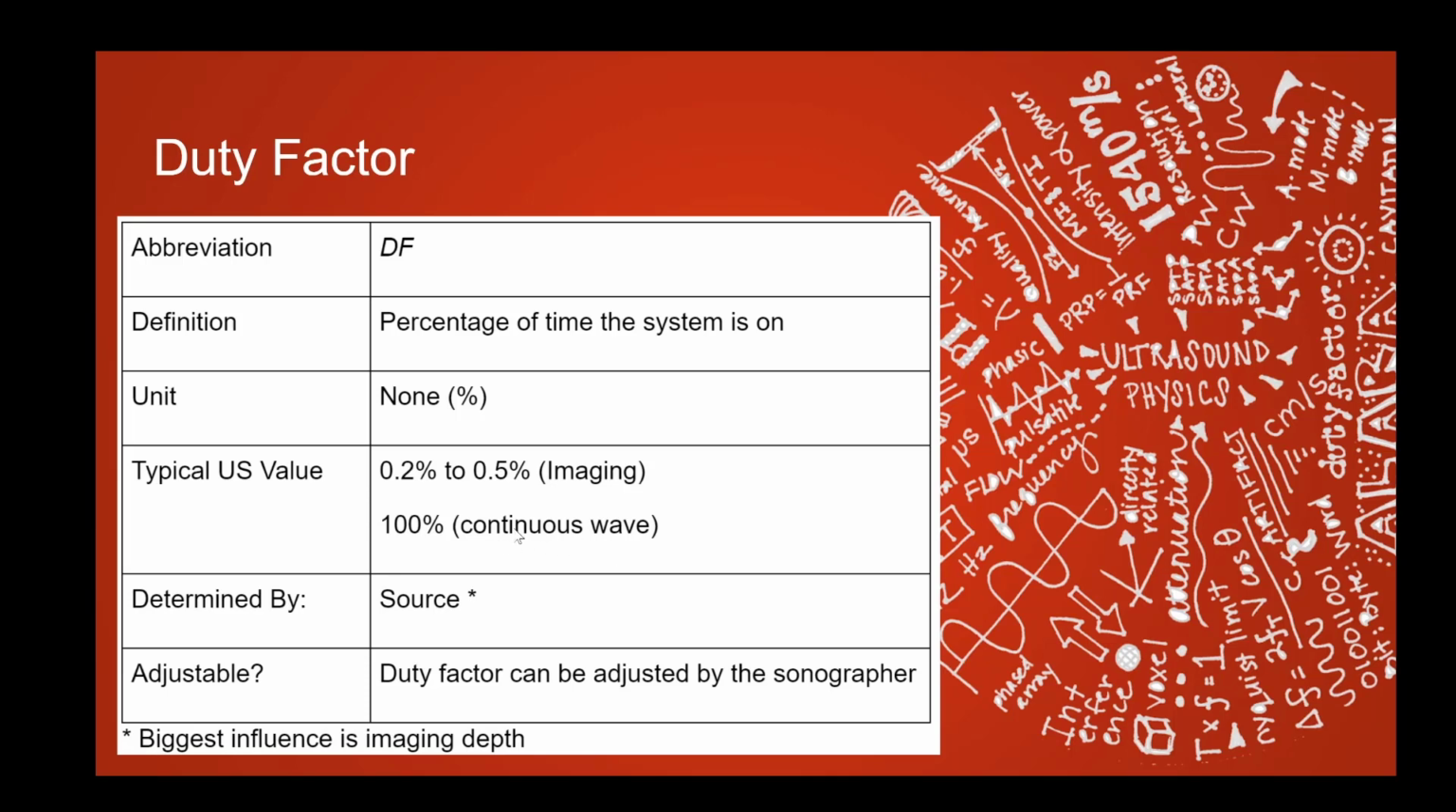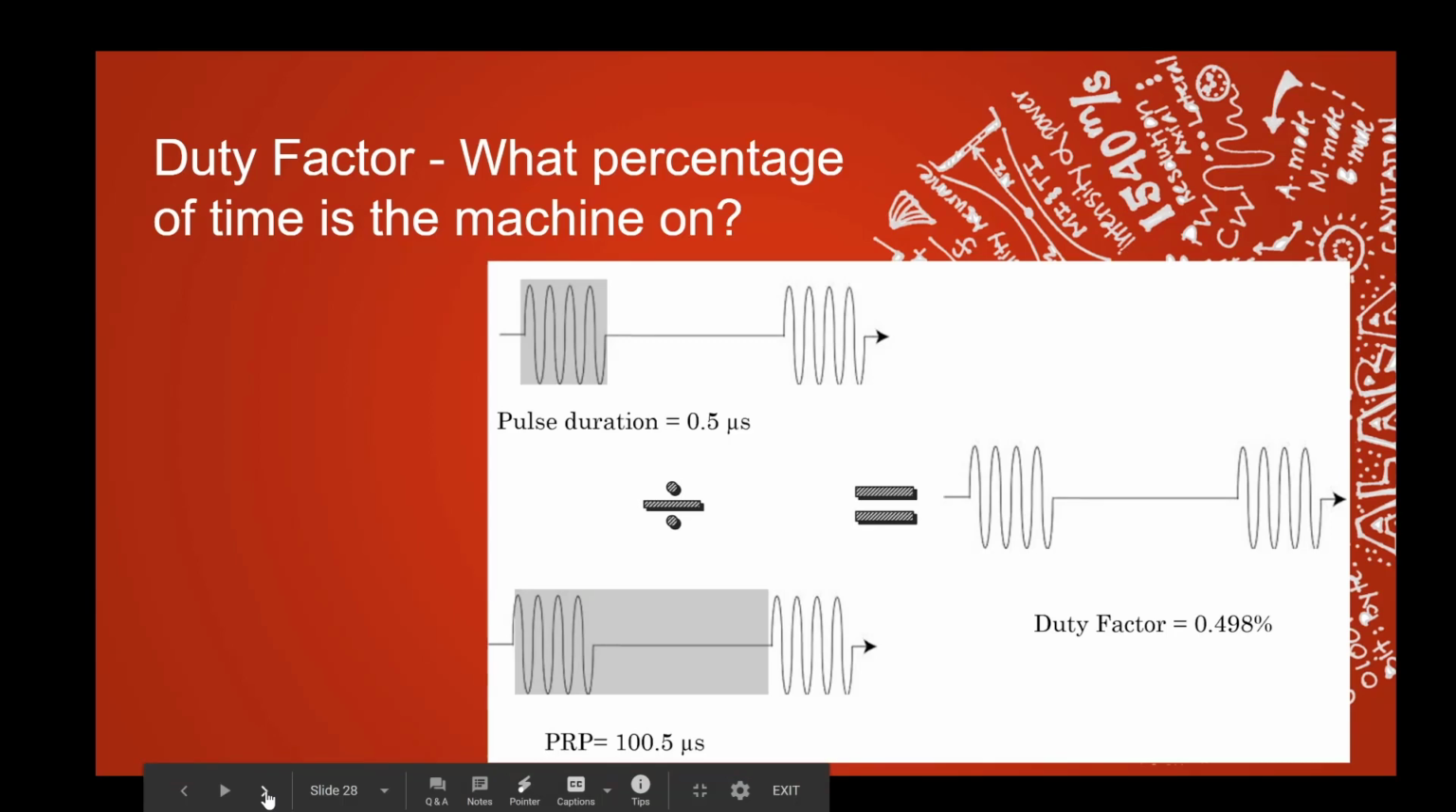So that's a good test question right there. What is the duty factor of continuous wave? 100%. This is going to be determined by the source. And again, this is determined by the source because it goes back to being determined by the pulse duration and the PRP. And duty factor can technically be adjusted by the sonographer because it is adjusted for depth. So here is yet another one that is adjustable by that depth. So we're going to take a look at that. So duty factor is asking and answering the question, what percentage of time is the machine on?